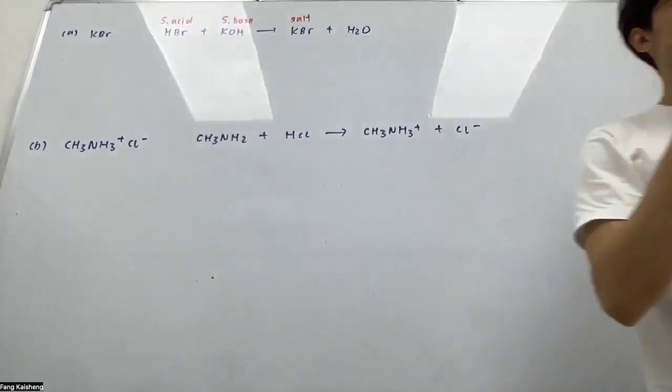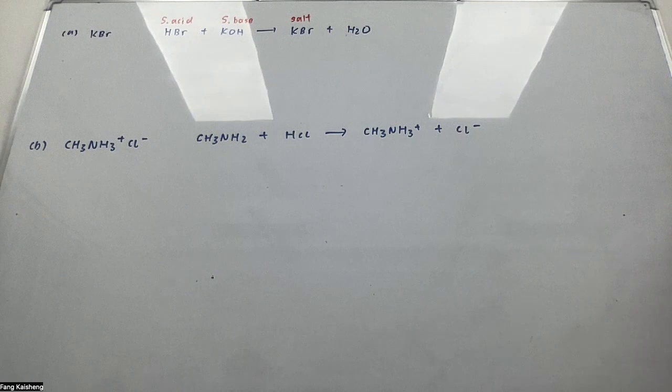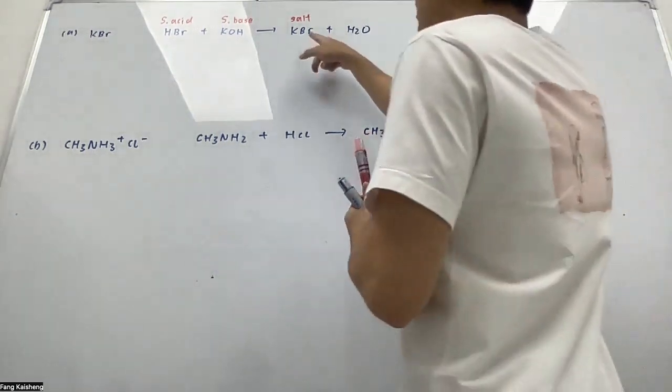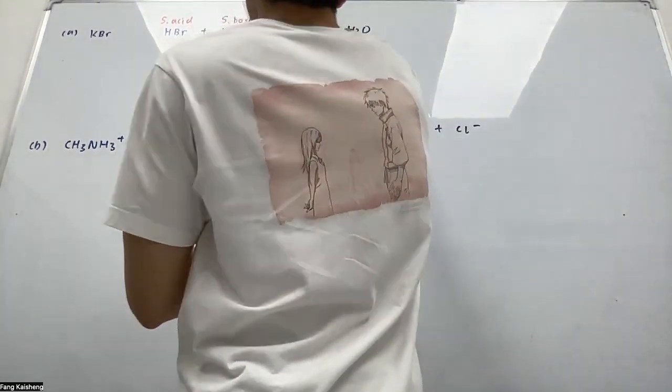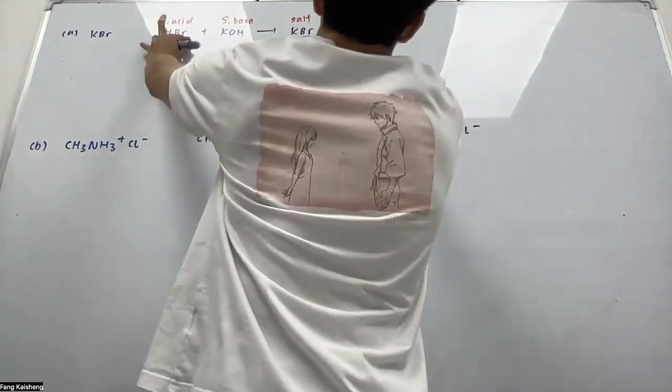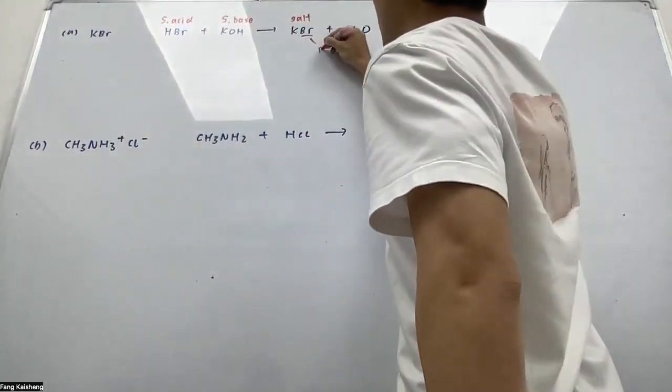We are trying to figure out this salt. Can this salt hydrolyze? No. Why? So, where does Br- come from? Let's discuss this first. Br- came from HBr. HBr is a strong acid, so Br- must be here. Okay, good. Write that down.